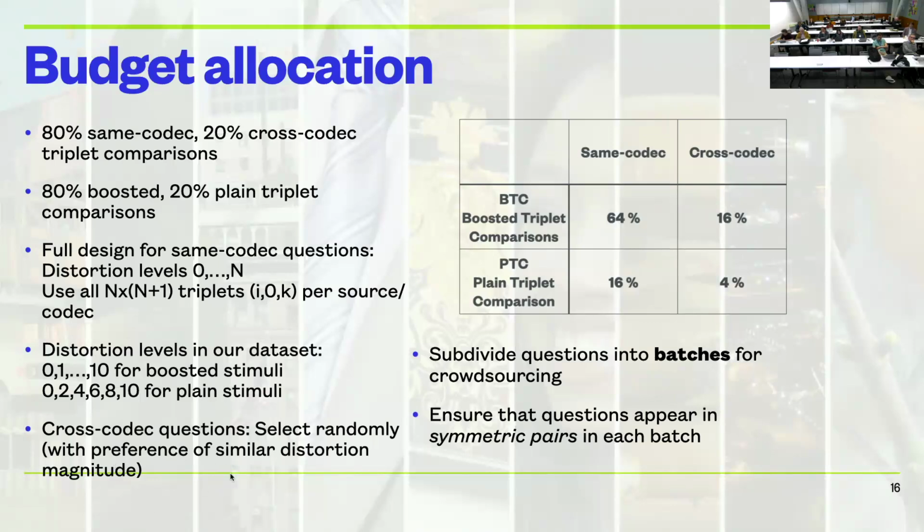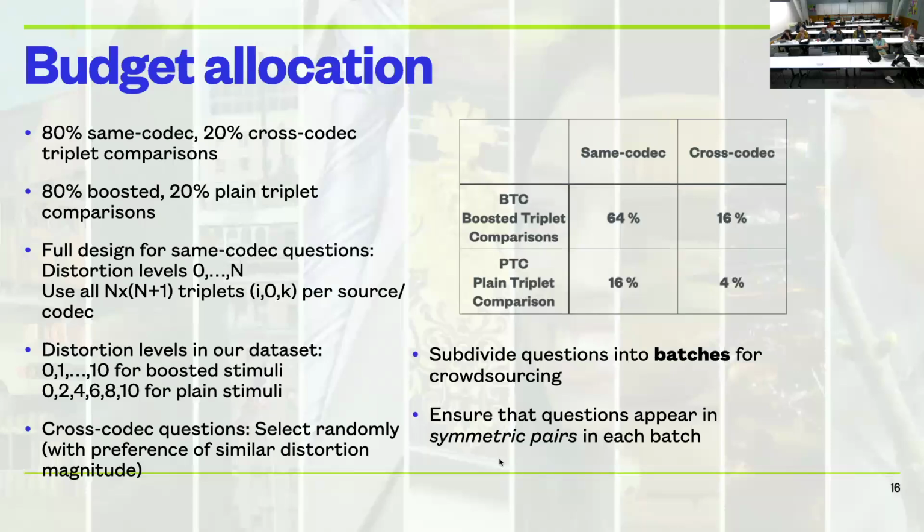And for the cross-codec questions, we selected them randomly with preference according to similar distortion magnitude, to stabilize the resulting distortion rate functions. And then the questions, we have thousands of questions, they come in batches. So one batch is sort of one work unit for a crowd worker. Like 120 questions, that's one batch of questions. And crowd workers would get different batches. So each batch would be taken by maybe 30 or 40 crowd workers, and then others would get other batches.